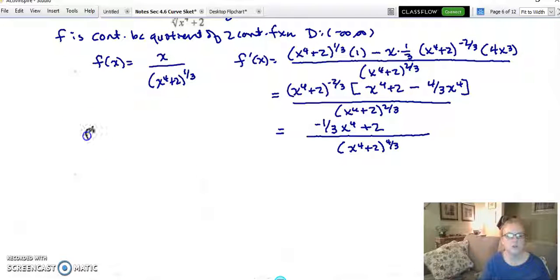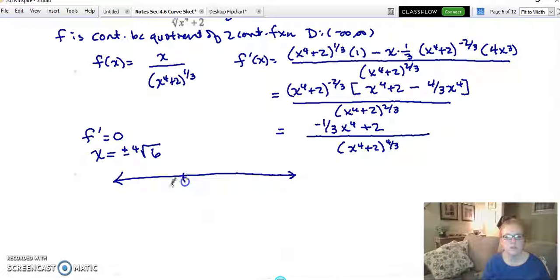All right. So our critical values are when the derivative is equal to 0. The bottom is never 0, so we don't have to worry about it. The top is going to be x equals plus or minus the fourth root of 6. I'll leave you to verify. Set your numerator equal to 0 and solve. We're going to do our sign chart. So negative fourth root of 6, positive fourth root of 6, and 0. Check values, like in between, obviously 0 would be a good check.